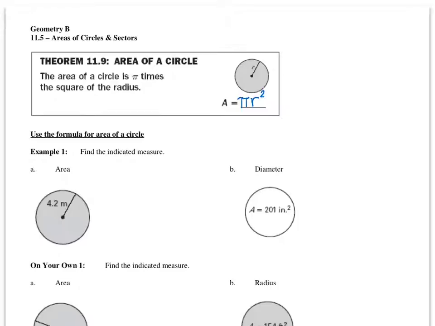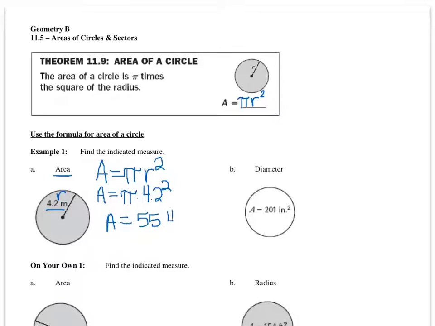So let's use the formula for the area of a circle. Example 1 says find the indicated measure. Here we want to find the area. So area we know is pi times our radius squared. That gives us our r right here. So area equals pi times 4.2 squared. And if you put that in your calculator, you'll find that it's 55.42. And my units will be meters squared.